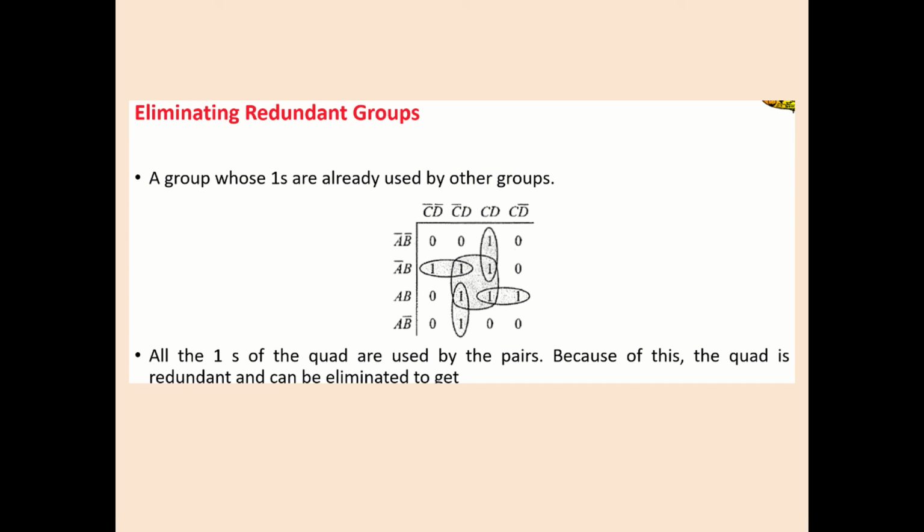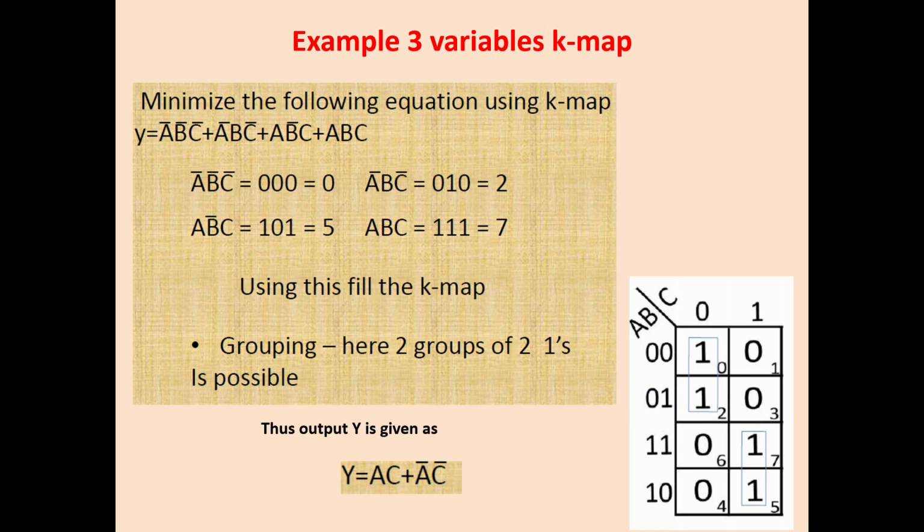The last rule is a group whose ones are already used by other groups, that group is called a redundant group, and that group can be eliminated from the grouping. So here in the K-map we can see this inner group, all four ones are already covered by these four groups. So this inner group is a redundant group and that can be eliminated. So based on the above rules, we can form the grouping and we can minimize our expressions.